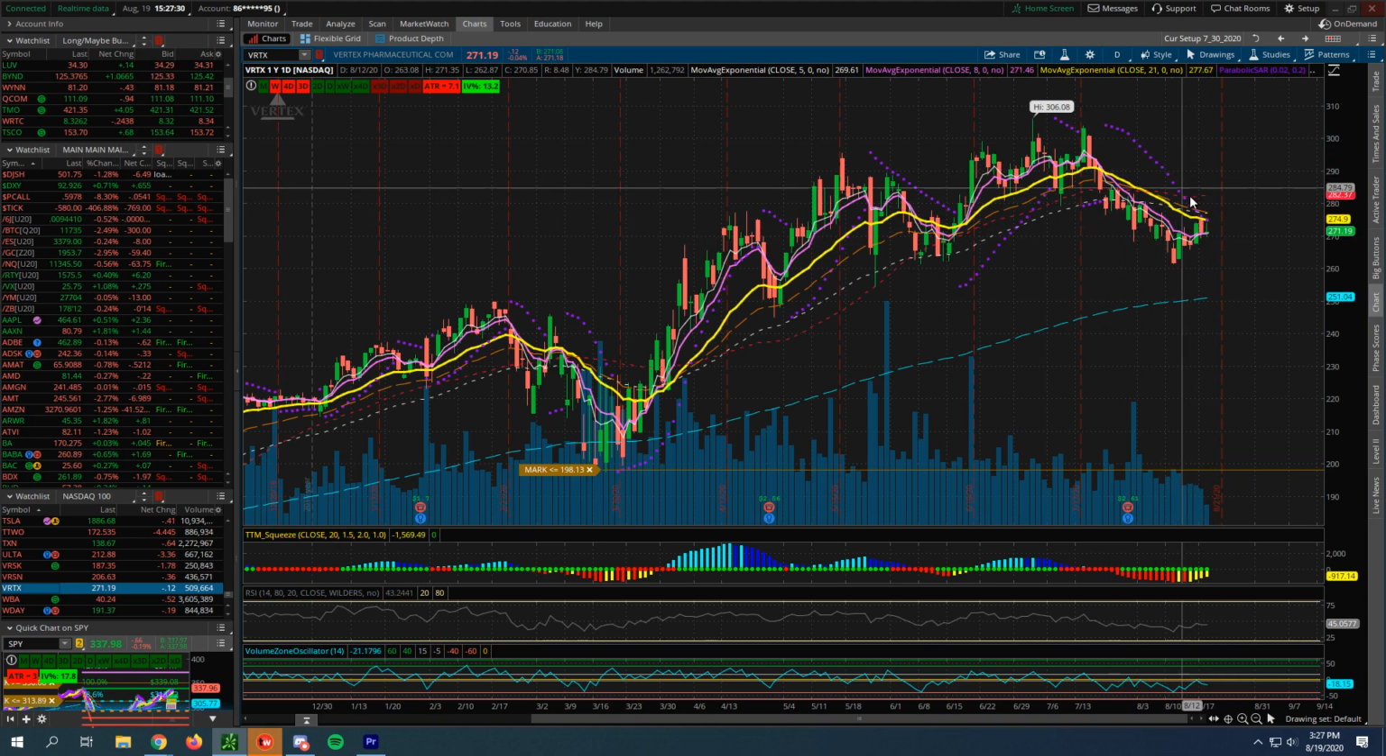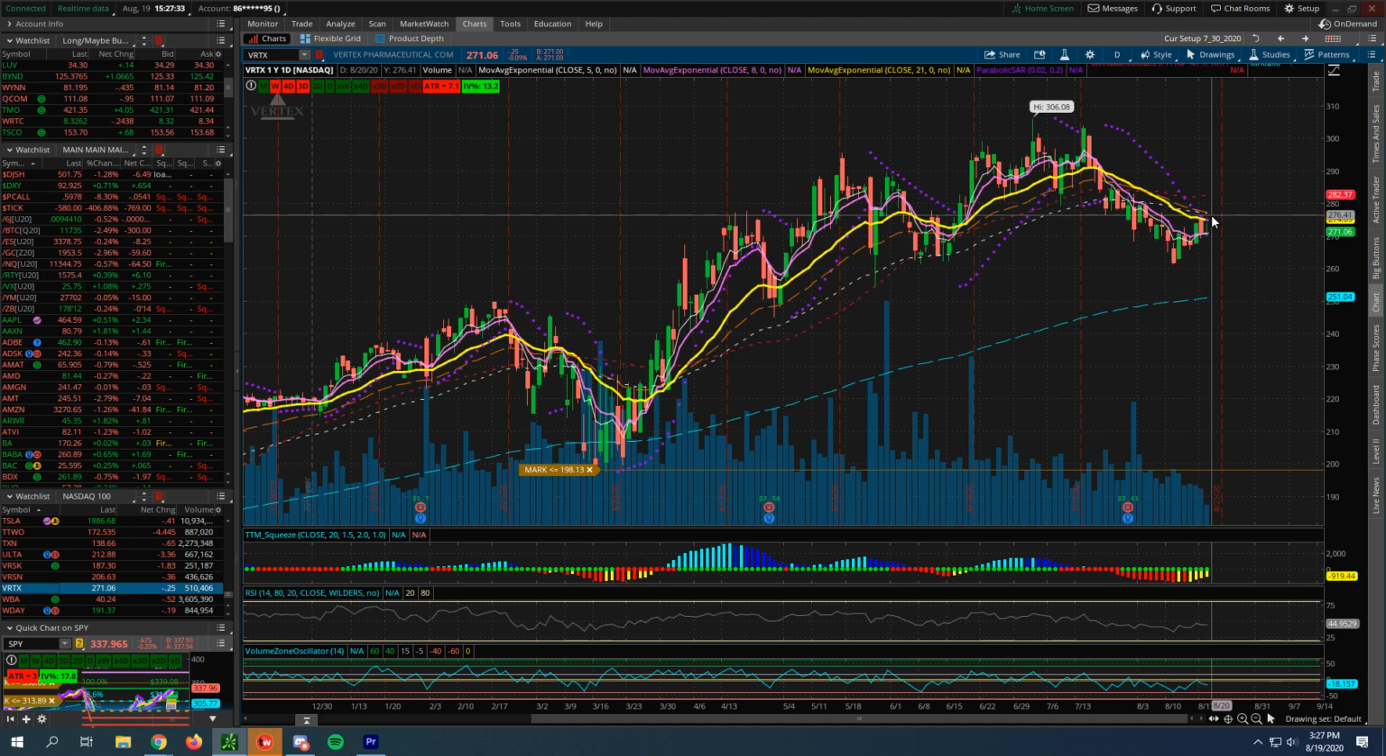With the parabolic SAR just on top of the candles here, that could be easier said than done, but looking for some downward support around the 262.